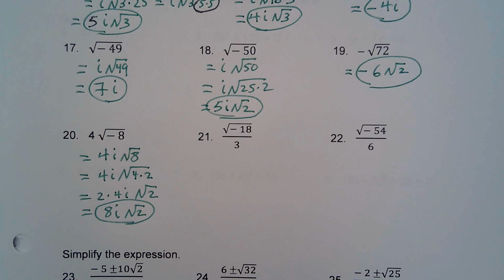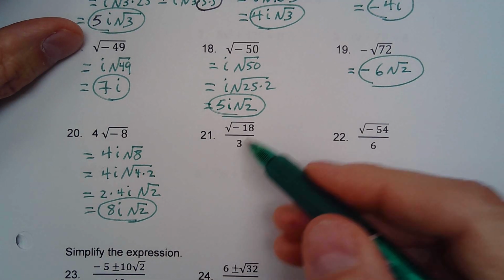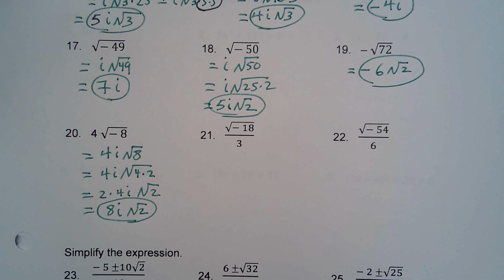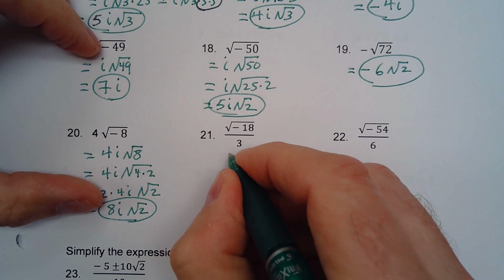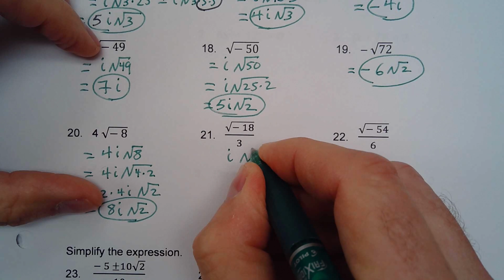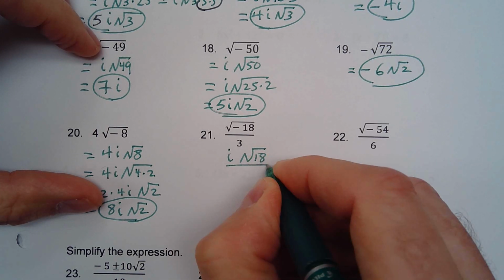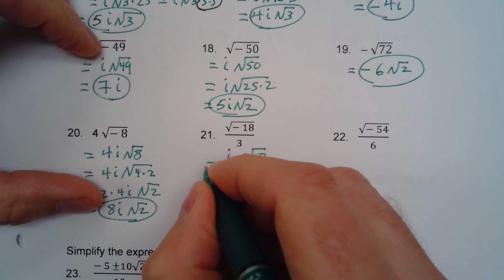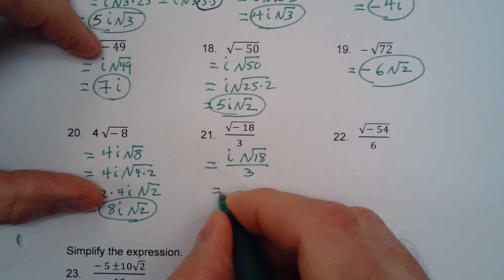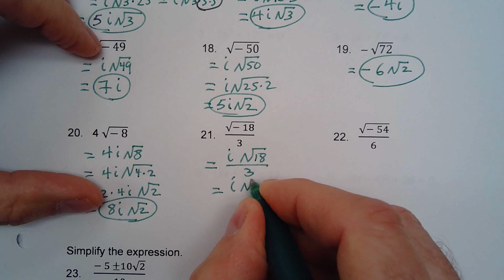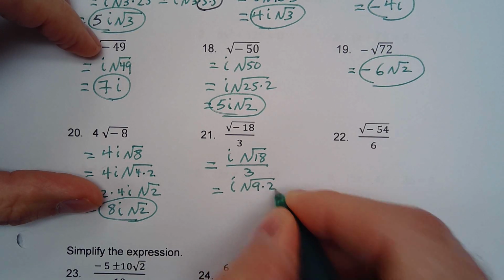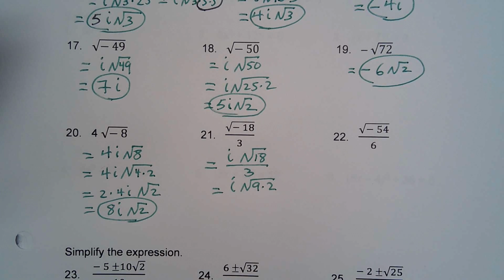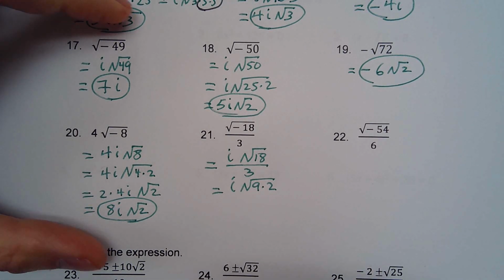All right, let's try this next one. Here I cannot do the division because the 18 is underneath the root. I have to first write this in terms of i. 18 is 9 times 2. Square root of 9 is 3.